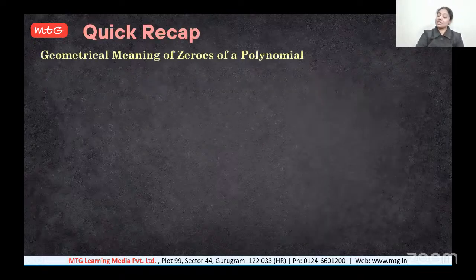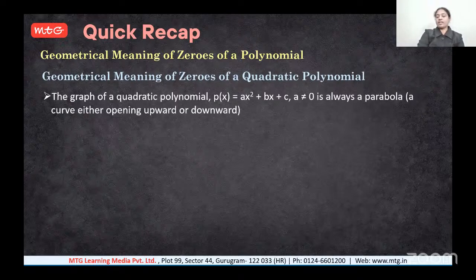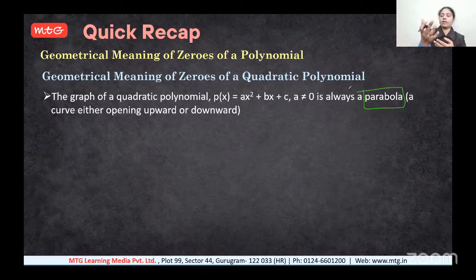Now if the polynomial is a quadratic polynomial, what happens? Just now we have studied the general form, which is ax square plus bx plus c. Whenever you draw the graph of a quadratic polynomial, it is a parabola. A parabola is nothing but a curve in the shape of something like a u. Either it could be top open, bottom open, left open, right open. There are many cases, but as per class 10, you'll have only top or bottom open parabolas.